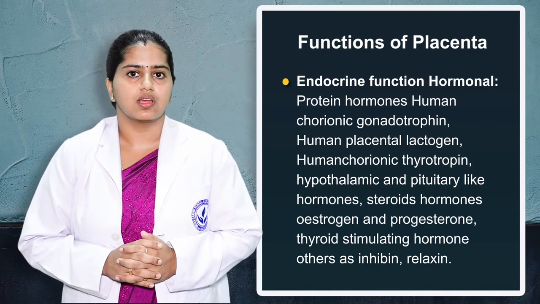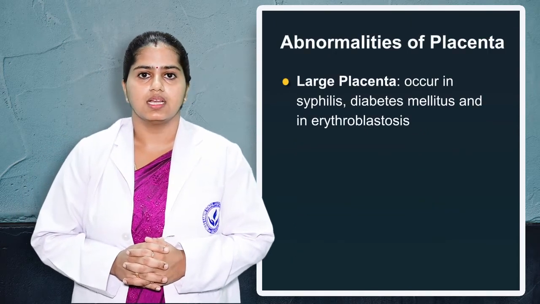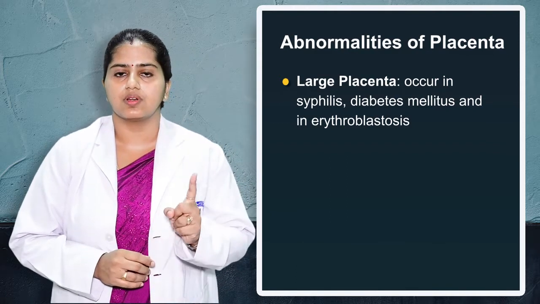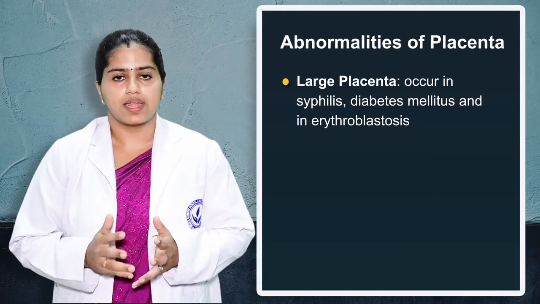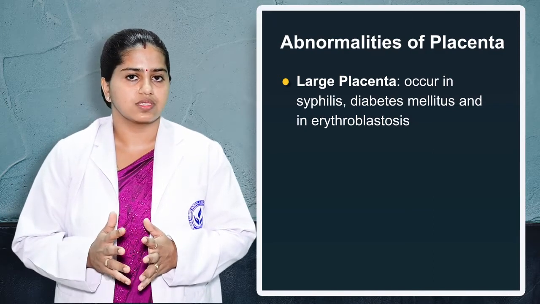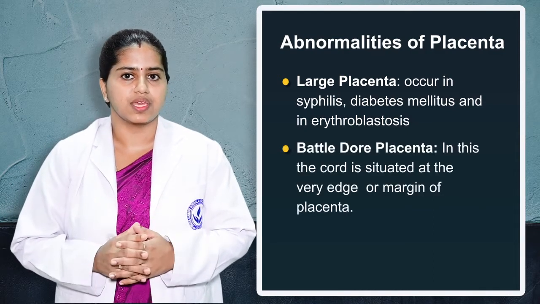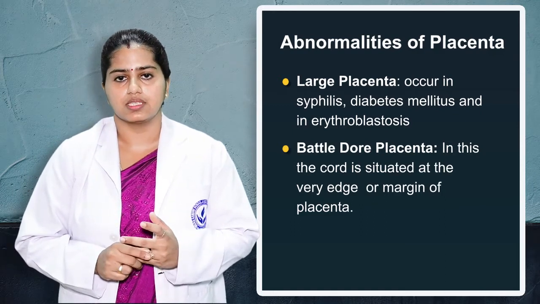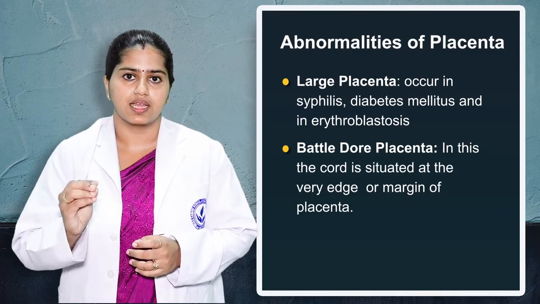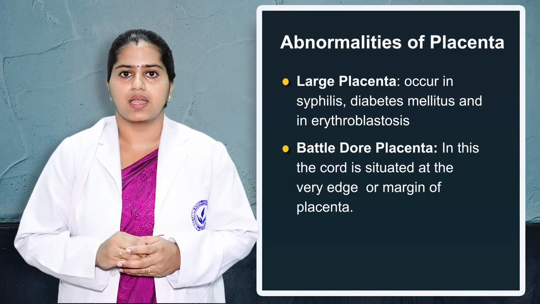So next we will see the abnormalities of the placenta. First one is large placenta. Large placenta is due to syphilis, diabetes mellitus or erythroblastosis fetalis, and the placenta can become big. Second type of abnormality is battledore insertion of placenta. The umbilical cord comes and attaches to the margin of the placenta.